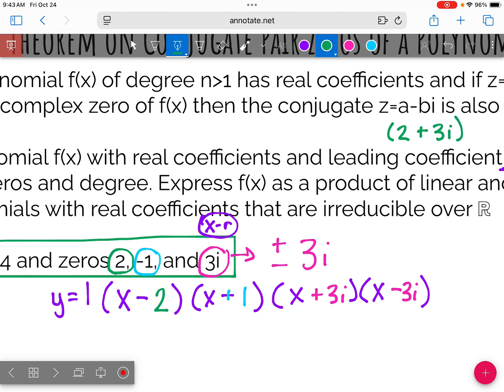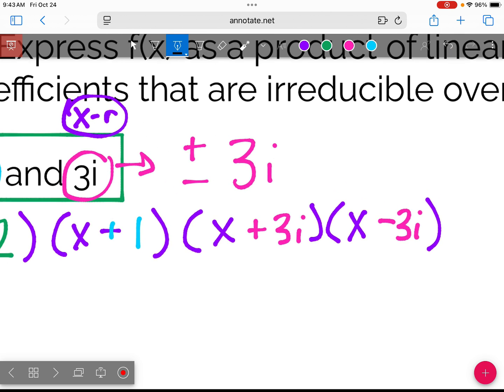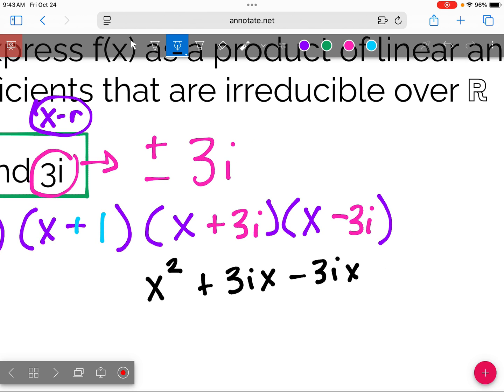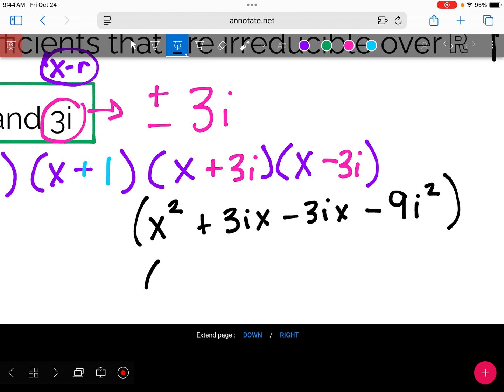Because if we multiply those two pieces together, we'll get our x squared plus 3ix minus 3ix minus 9i squared, just for that piece, which simplifies down because these two pieces cancel out. And we also know that i squared is minus 1. So this whole term is going to simplify down to be x squared plus 9.